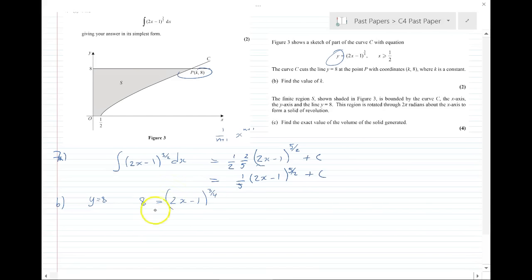That means that undoing this, taking the 4th root of both sides and then cubing, you're going to get 8 to the 4 over 3 equals 2x minus 1. Now 8 to the 4 over 3, the cube root of 8 is 2, so that's 16 is equal to 2x minus 1. Bringing the 1 over, we get 2x equals 17, x equals 17 over 2.